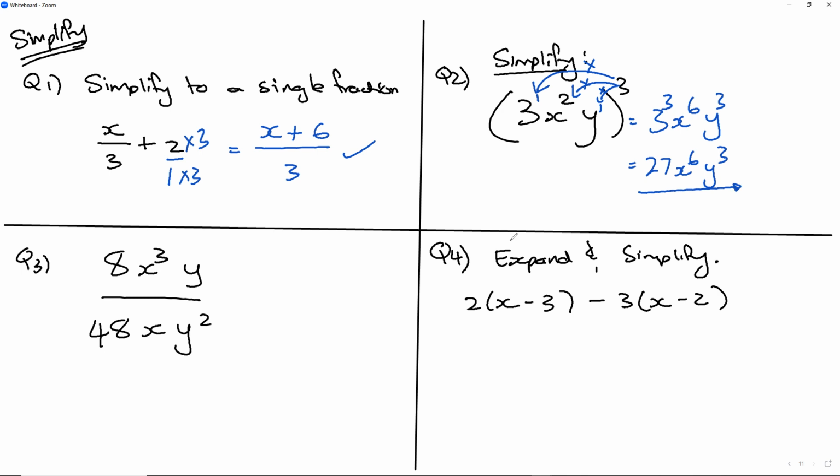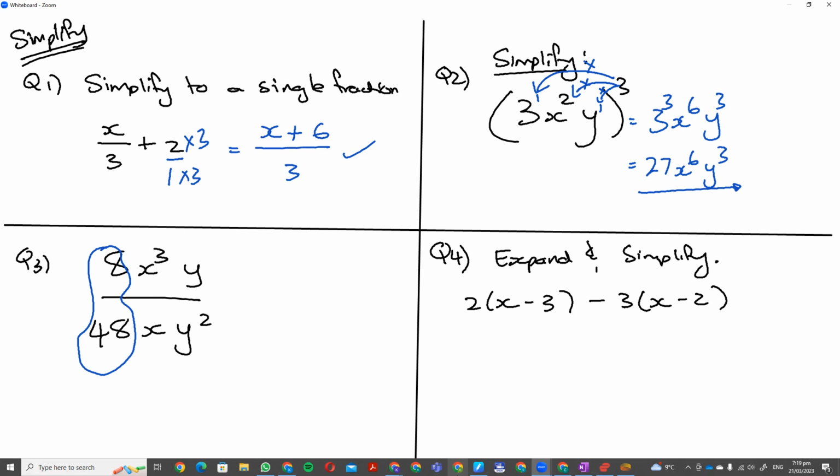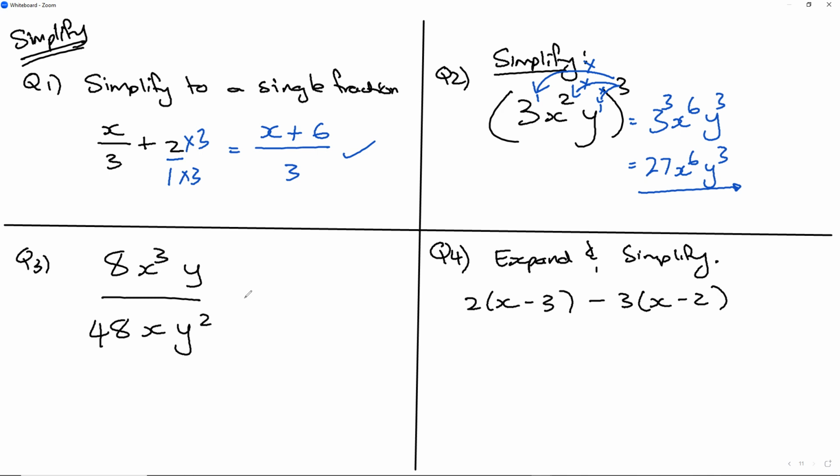Okay. The next one. I've got 8 going into 48 as a fraction. 8 goes into 48 6 times. 8 times 6 is 48. So for this next one, you can put a 1 at the top and a 6 at the bottom. When I am dividing like bases, what do I do with powers? I minus them, right? So I'm going to subtract 3 minus 1, which is going to give me 2 at the top.